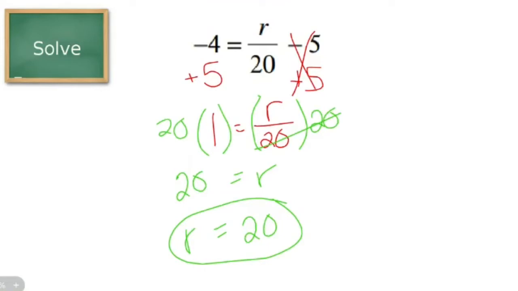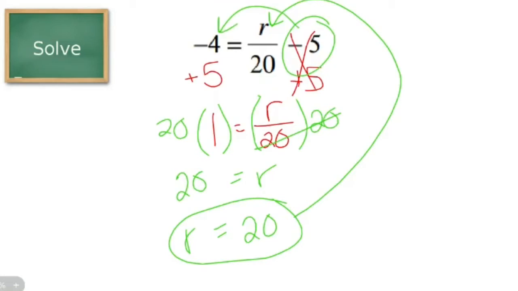And those of you who are go-getters who want to really check your work, you can just take that 20 and plug it into R. 20 divided by 20 is 1. 1 minus 5 is -4. Looky me, I did it right. Yay!